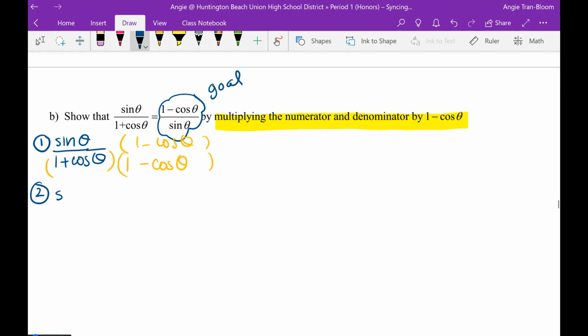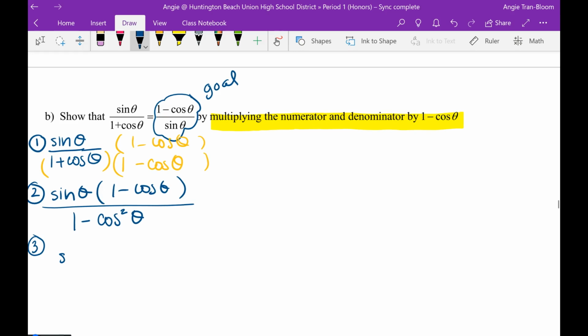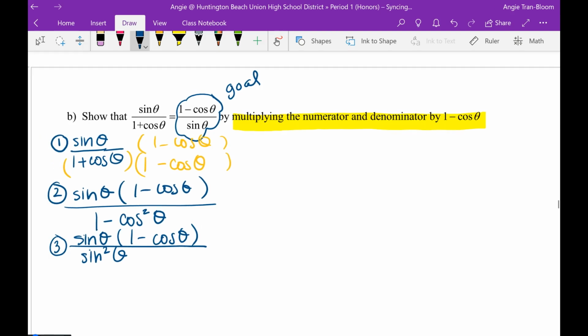On the top, I'm not going to distribute yet. I'm going to keep it as is. But on the bottom, what would you get if you distribute? 1 minus what? Cosine square theta, thank you. What do you see? Identity, 1 minus cosine square theta is always what? Sine square theta on the bottom. On the top, I'm going to write it over. And guys, in writing proofs, you cannot skip steps. Even the most basic step, you have to write it out. Every single step is part of an answer.